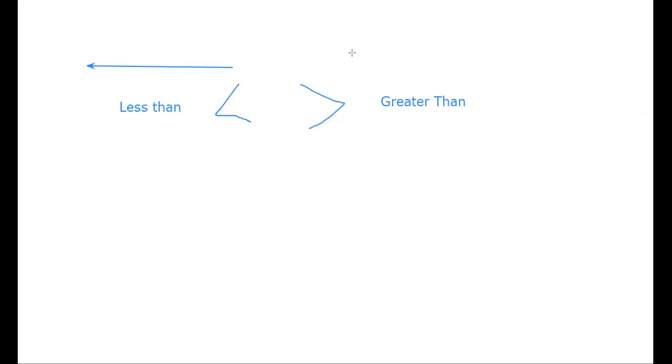The opposite is true with greater than, right? You go to the right, the numbers get higher. More.